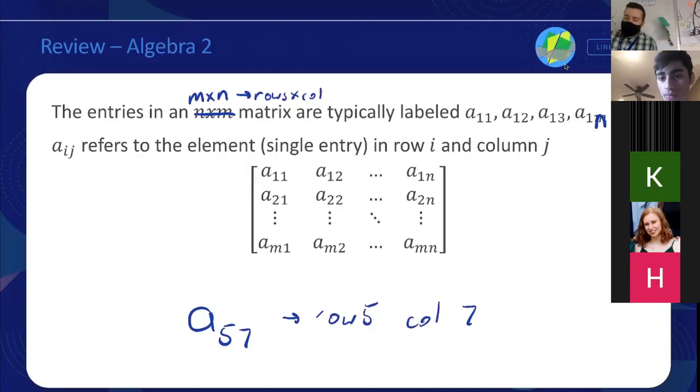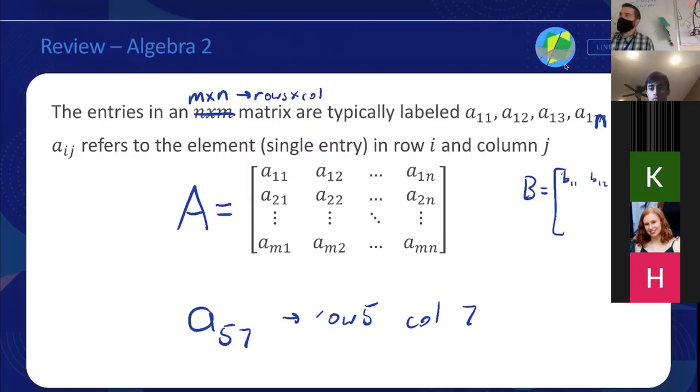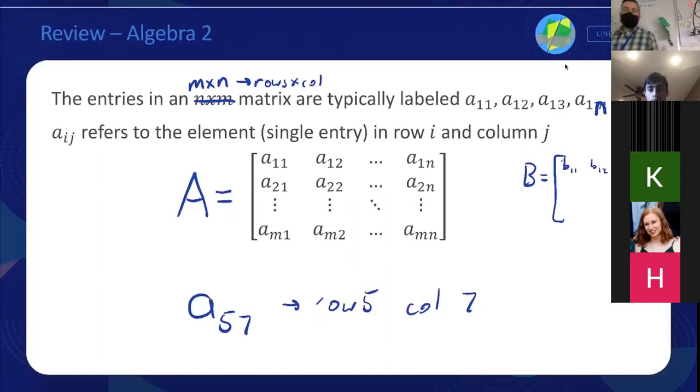These are typically lowercase letters. The matrix itself will be an uppercase letter. So this may be matrix A, in which case the lowercase letters will all be little lowercase a's. If we had some other matrix B, it would likely call its elements B11, B12, etc. The lowercase letters usually are the same letter as the matrix, referring to single numbers, while uppercase refers to the entire matrix. Okay, so if we're talking about A73, go down to row 7, across to column 3, and it's that number we're talking about.